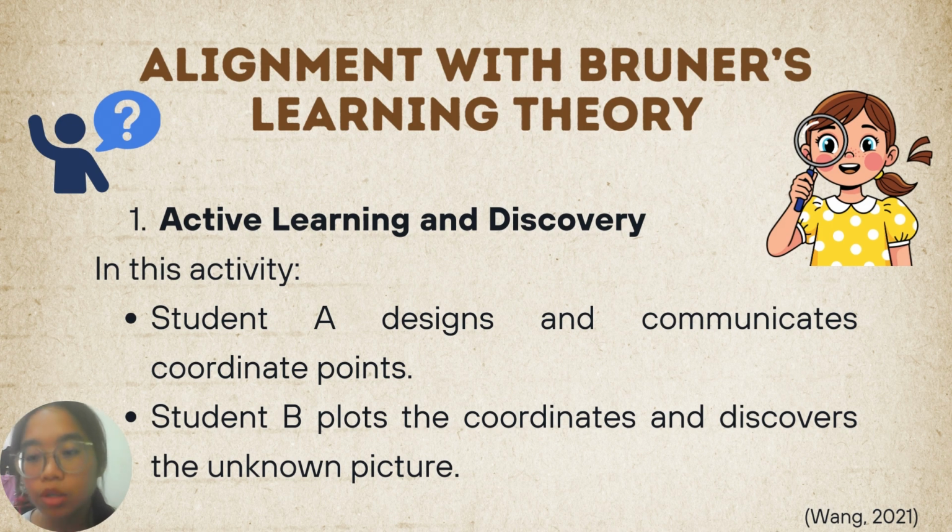As we know, student B is not told what the picture is. So their understanding develops naturally through plotting, observing patterns, and analyzing the ordered pairs. And this reflects Bruner's idea of discovery learning, where meaning is constructed through engagement and problem solving.